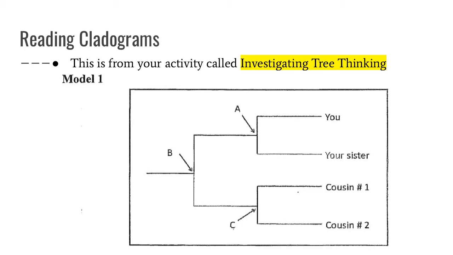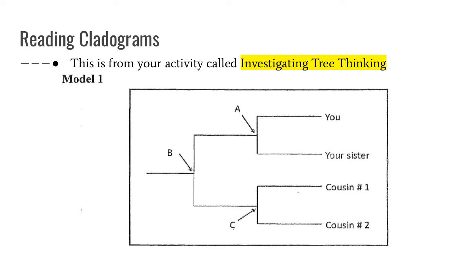So this is one of the cladograms that you're seeing from your activity called Investigating Tree Thinking. If you have this in front of you, great, you can be filling it out with me. Otherwise, you might want to go and print this off or find this somewhere. If you want to, feel free to pause the video and then come back to this. I'm going to go through a few of the questions, not all of them, with this first model, where we have this line connecting to these two, and we have you, your sister, cousin number 1, and cousin number 2.